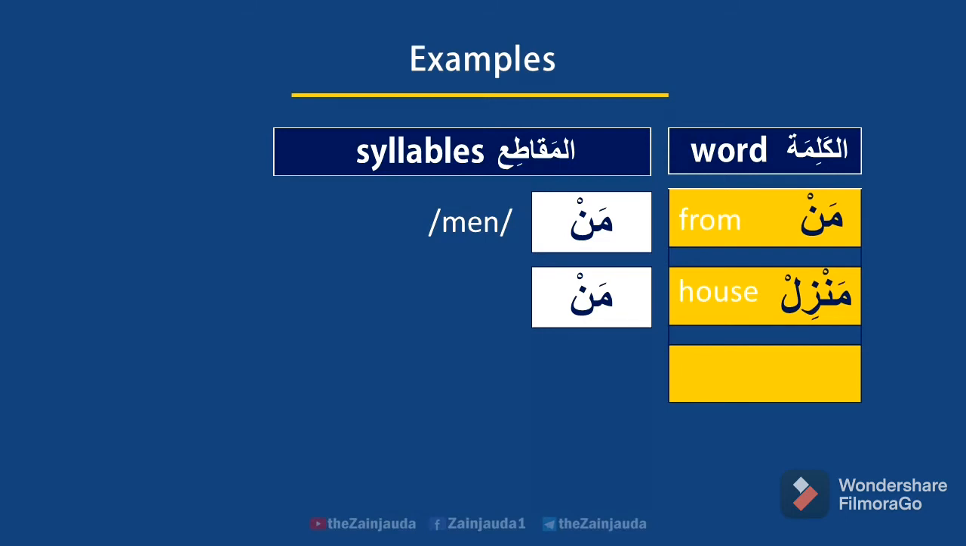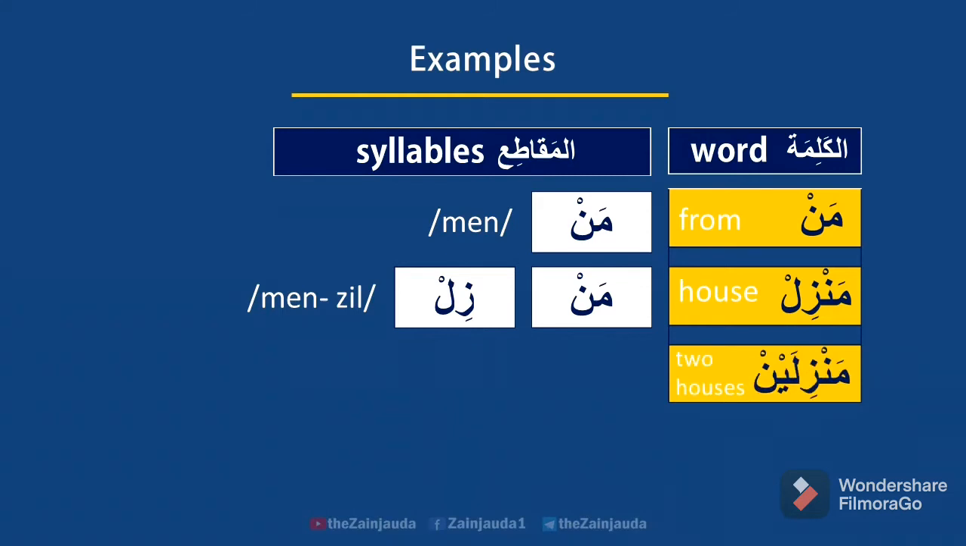The second syllable starts with zai, which is a moved consonant with kasra, and continues with the lam. It is silenced with a sukun. So the second syllable is zil. So the word is pronounced as manzil. Let's have a third word which is longer.